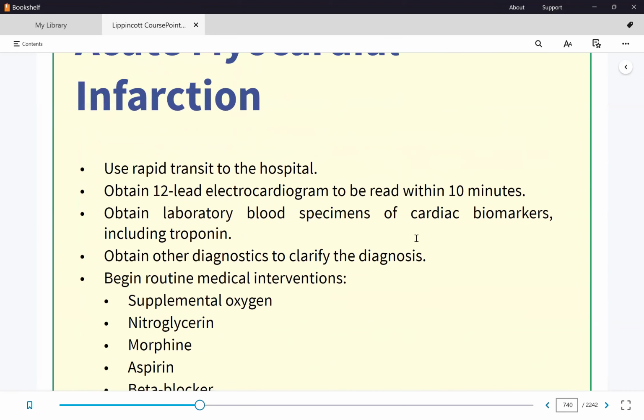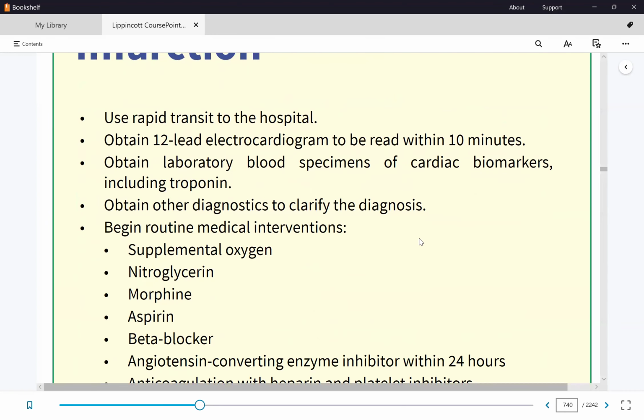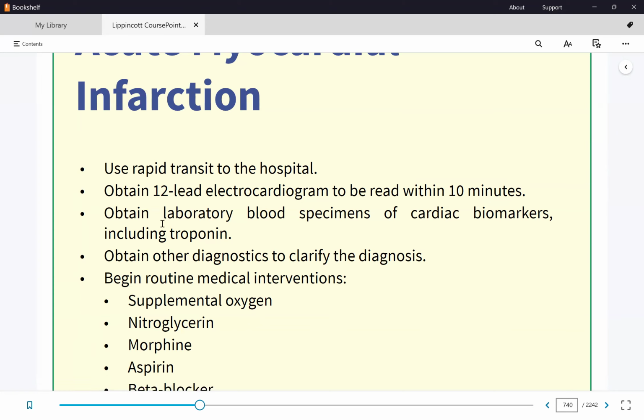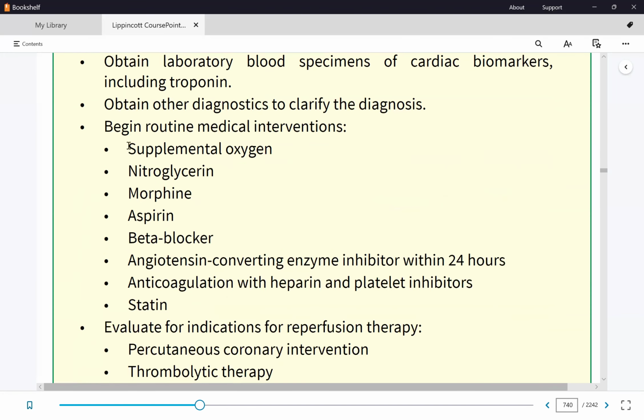So this is the treatment guideline in this particular order. What do we need to do within 10 minutes of arrival? EKG, followed by troponin. This is done again within how long? 10 minutes of arrival. And this is the order. They get oxygen.